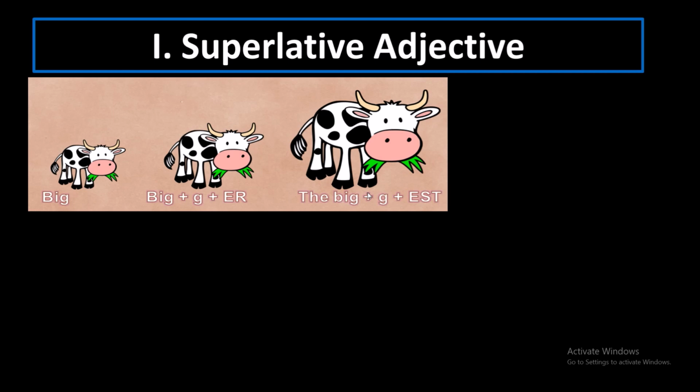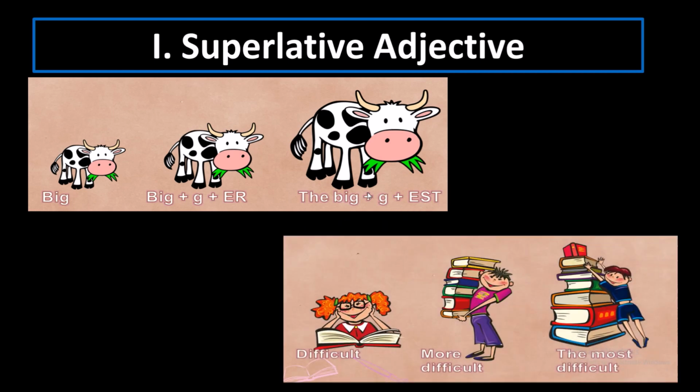One more example. If you read one book, it is difficult, right? But when there is more than one, more difficult. And with a lot, the most difficult. So difficult is the adjective, more difficult is comparative, and the most difficult is superlative.